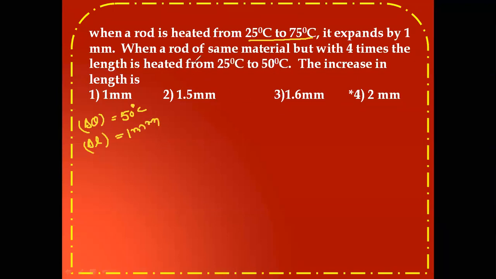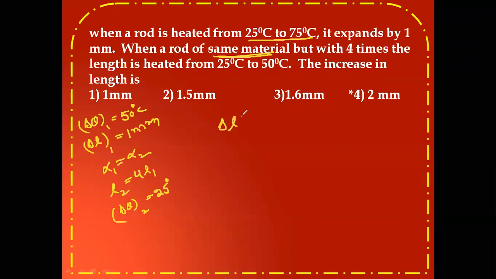1 mm. The rods are of the same material, so you can take alpha 1 equal to alpha 2. But with 4 times the length, so L2 is 4 times L1. It's heated from 22, so delta theta of 2 is equal to 25 degrees Celsius. The increase in the length.